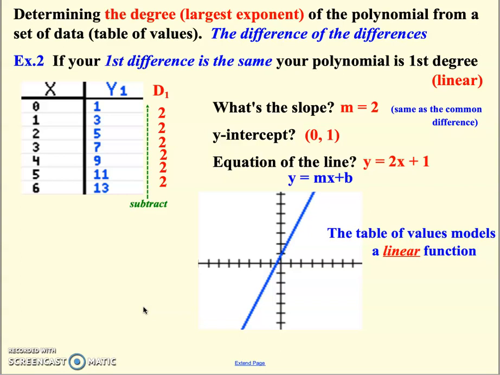So there's a quick graph of that, but that table of values models a linear function. What we're trying to do with the differences, those red numbers, is figure out what they tell us. So if your first row is the same, you've got a linear function.